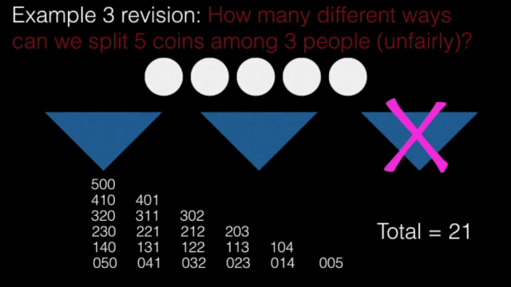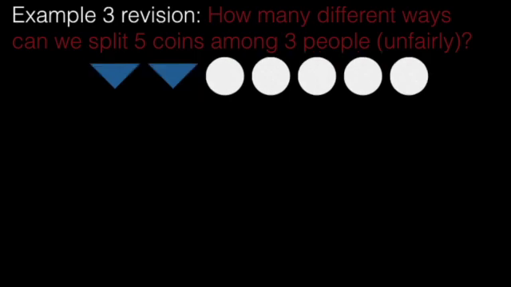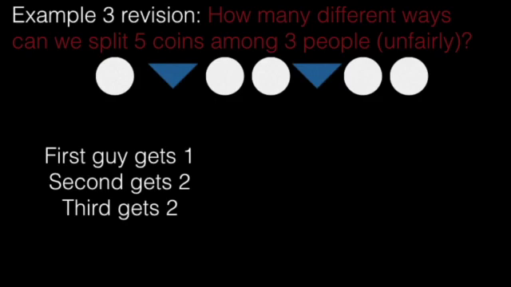All right, so I'm going to set the situation up like this. 2 triangles, 5 circles. All right, and I will move those triangles to positions to indicate how many coins each person has. So this formulation would indicate 1 coin, drop down to the first guy, 2 coins, drop down to the second guy, and that leaves 2 coins left for the third guy.